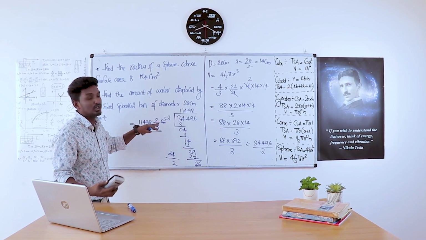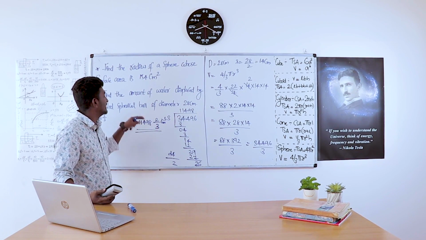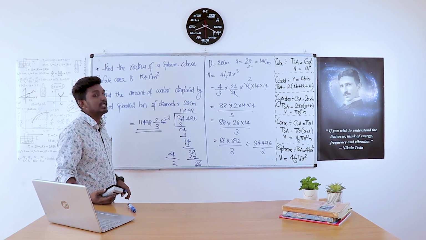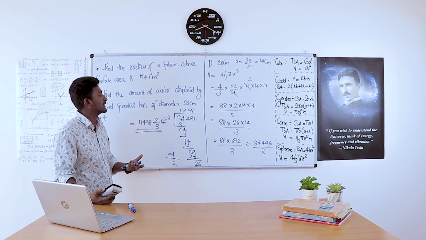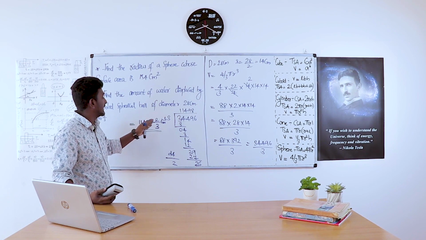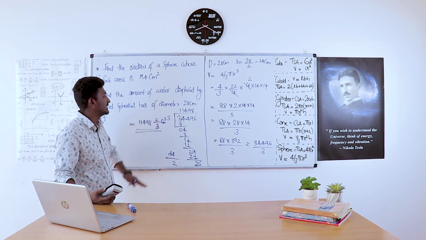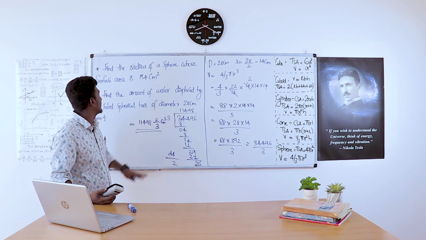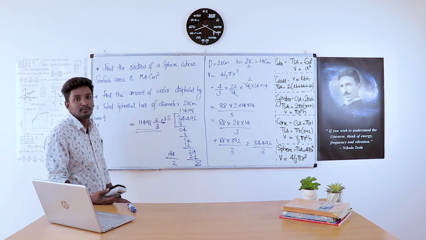This much amount of water is displaced when this spherical ball is put in a container containing water. So 11,498 and 2 by 3 centimeter cube. This much amount of water is displaced by this spherical ball.